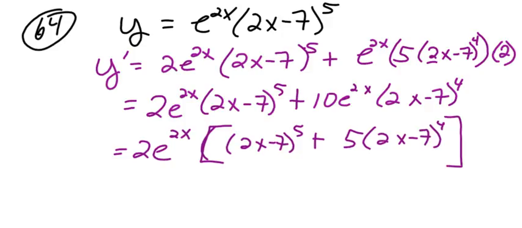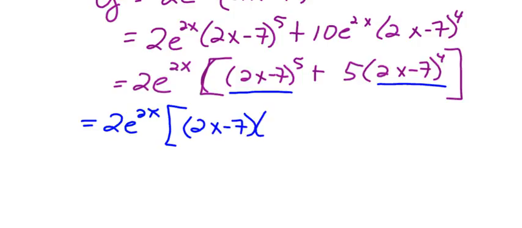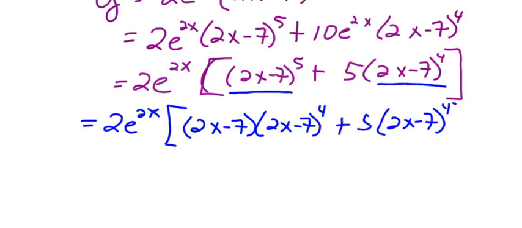And then I can see in here, this is similar to this, but they're different degrees. So what if I can try to make them similar? What I'm going to do from here is break down this first term inside the bracket as a (2x minus 7) times a (2x minus 7) to the 4th degree, so that I just broke that 5th degree down, plus a 5 times a (2x minus 7) to the 4th degree. Now I can see I have a GCF again.